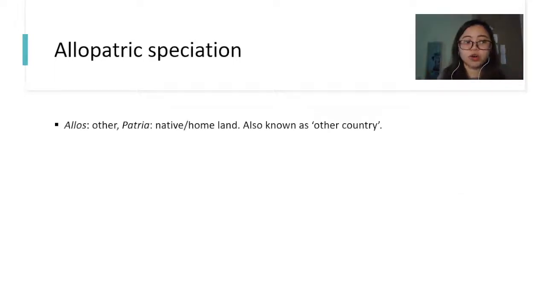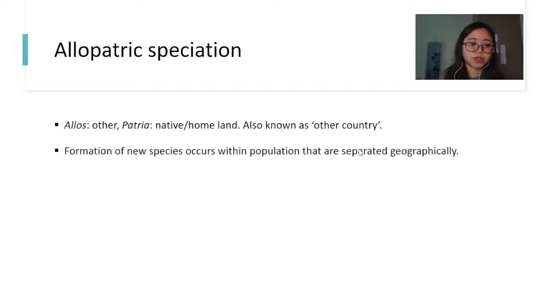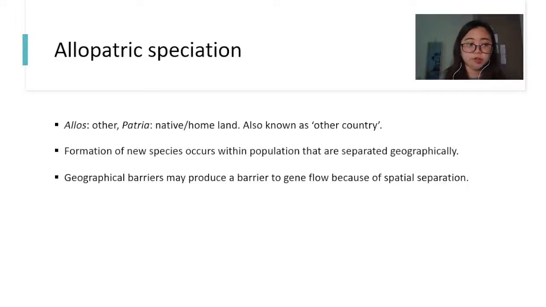Allos, meaning other, and patria, meaning native or homeland, make up the word allopatric. So allopatric speciation is also known as other country speciation. That is the Greek explained. Allopatric speciation is the formation of a new species that occurs within populations that are separated geographically.